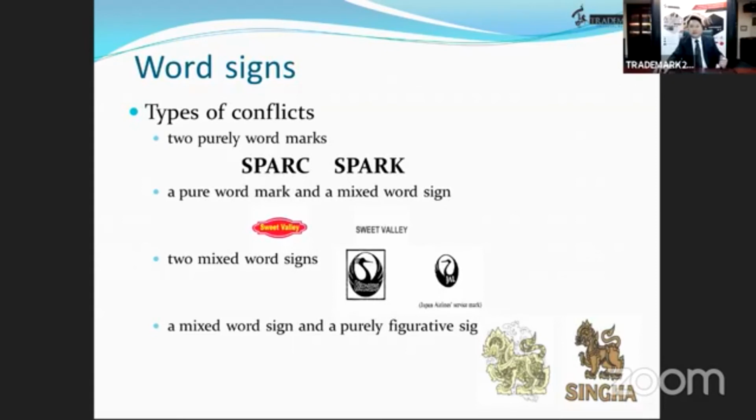Two purely word marks, spark and spark. This is a C letter and this is a K letter. Are they identical? Yes, they are the same. They are exactly the same. A pure word mark and a mix, Sweet Valley, same. And this sign here with the word, one is JAL, Japan Airline, we know that. And one is called Kawaki, is it? I don't know the word, but you see that it's like a mirror. You try to mirror the trademark, it's the same. So this is not going to work. Same for these two little cute lions here.